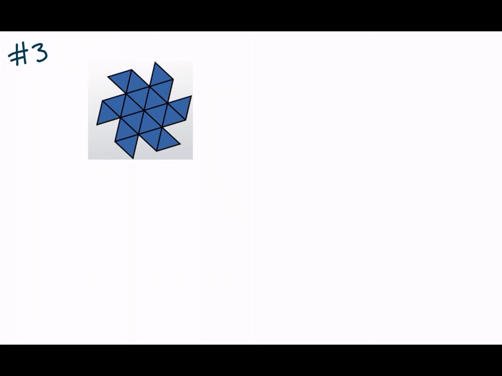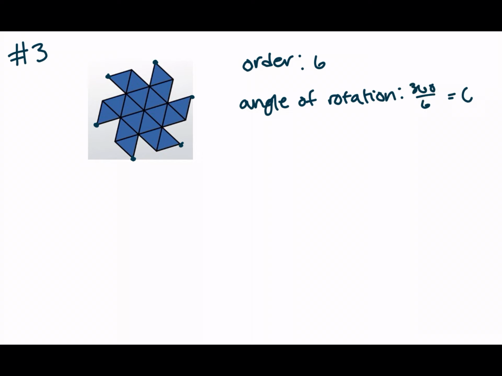Okay, my next one. Let's figure out how many points I have. I have 1, 2, 3, 4, 5, 6. So we have order 6, which means the angle of rotation is 360 divided by 6, which is going to give us a 60-degree angle of rotation.